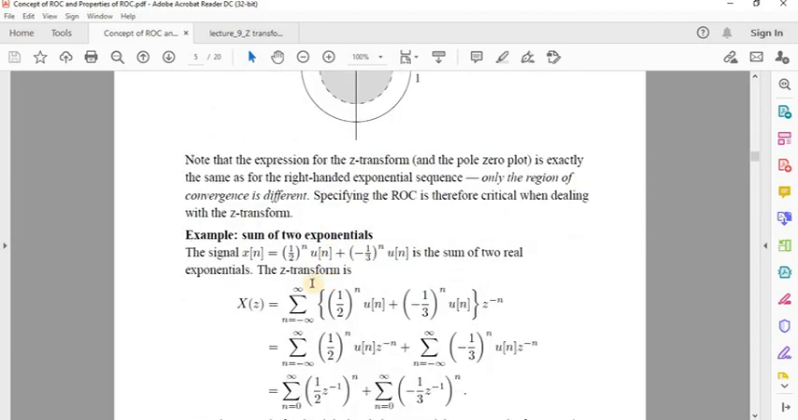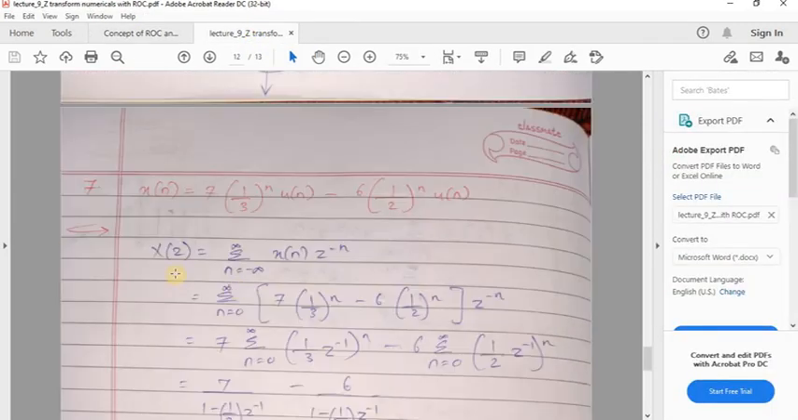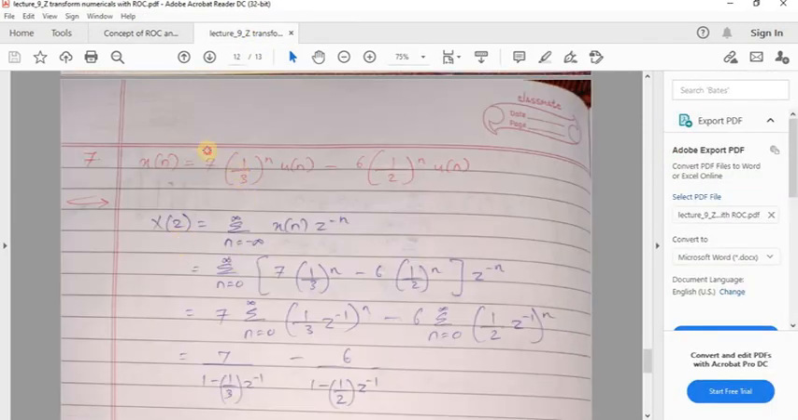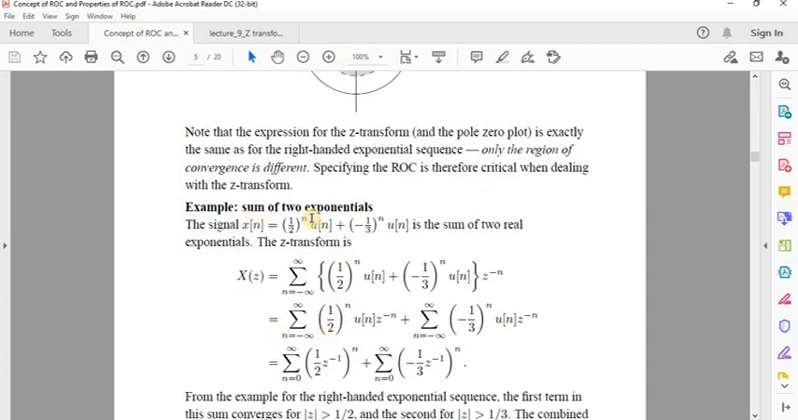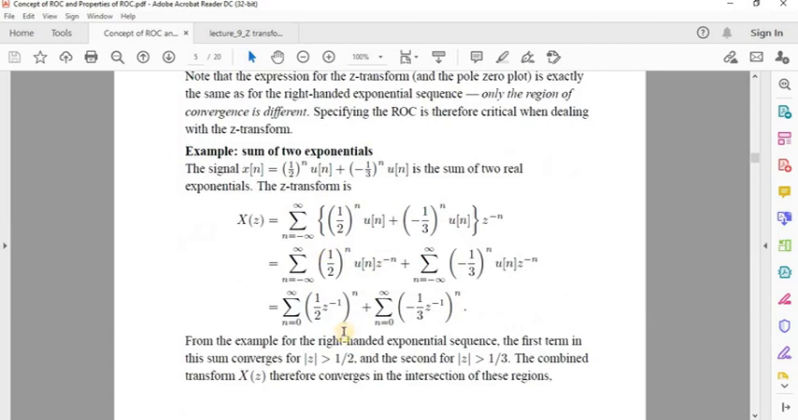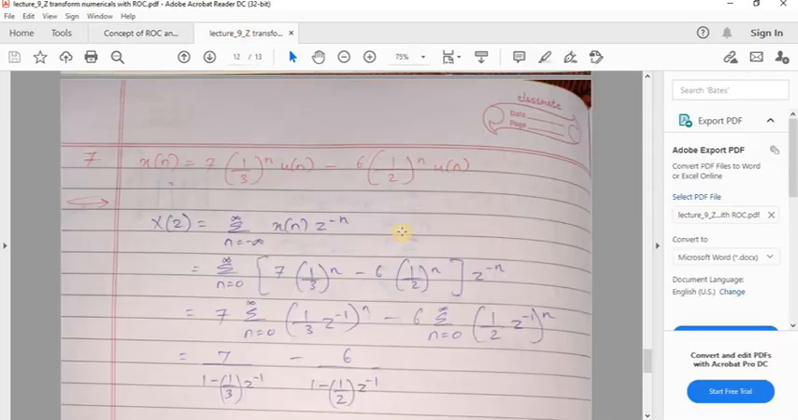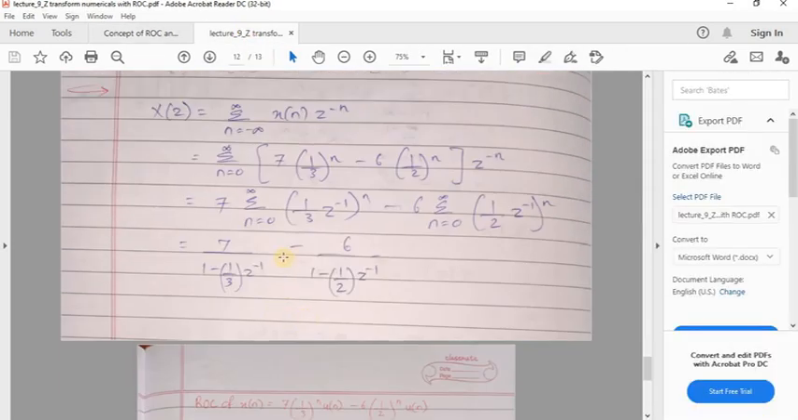If there are two exponentials, for example, as in this example we have taken, so there are two sequences. In this case, what to do? How to draw the region of convergence? In this case, we have to use the intersection property, or topic, or concept. They have given the example and solved it. This is the condition. We have already solved this example. It is a very simple example.